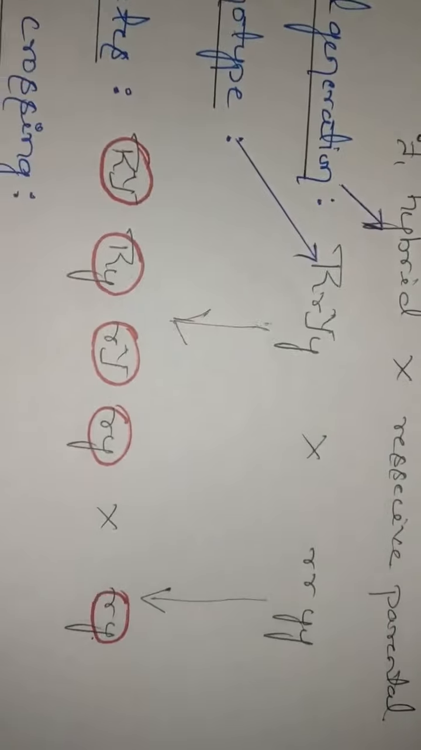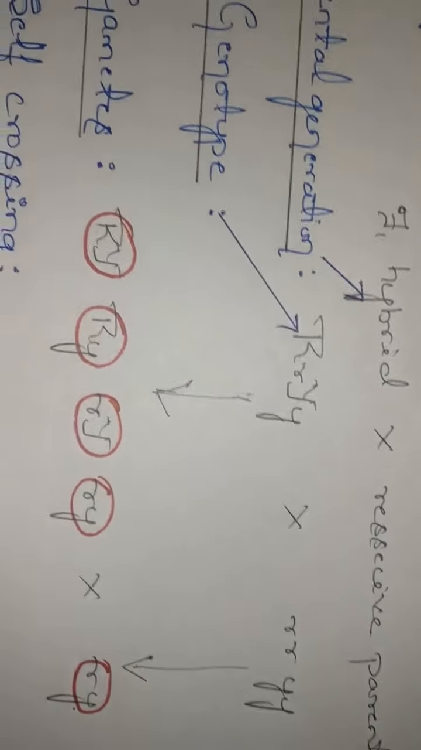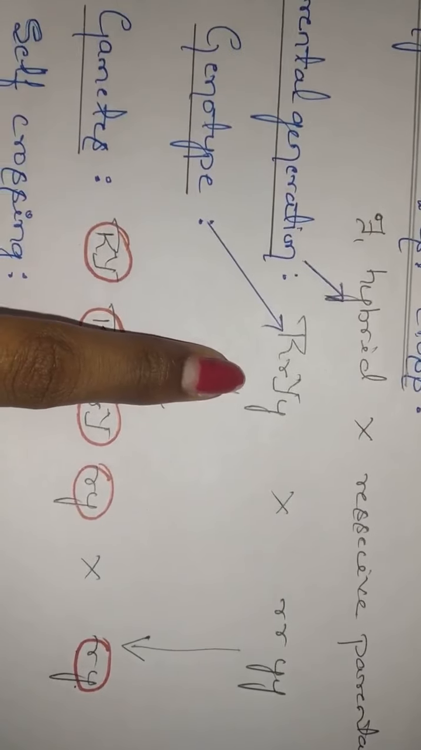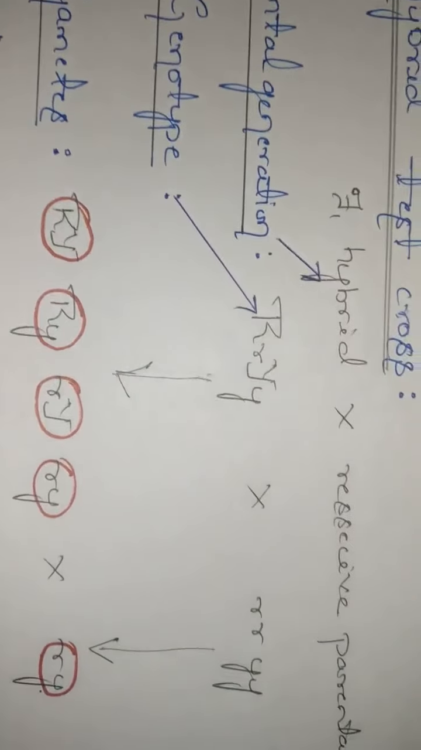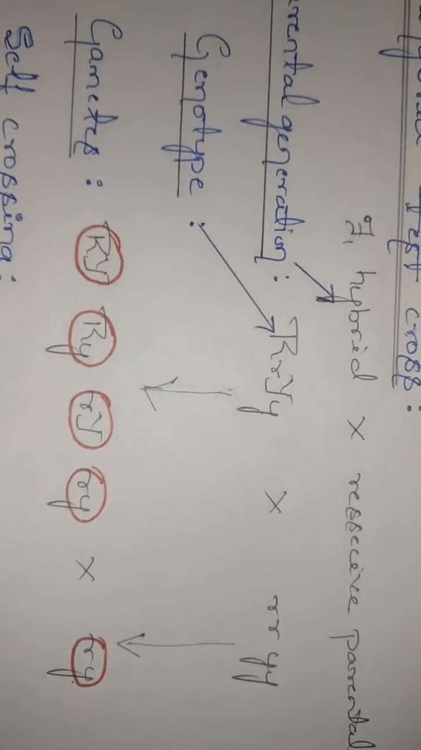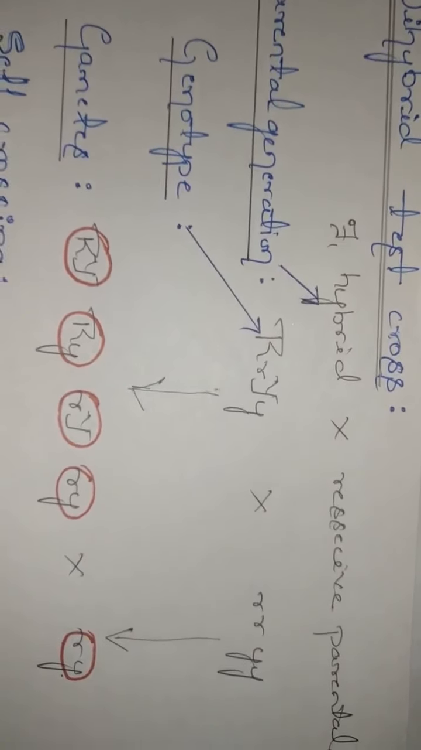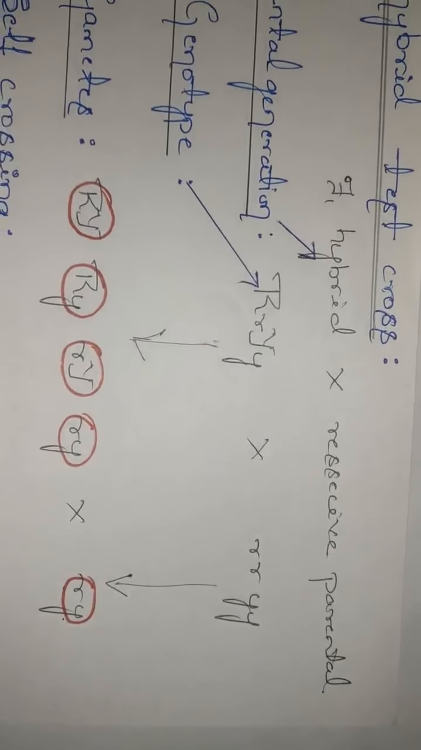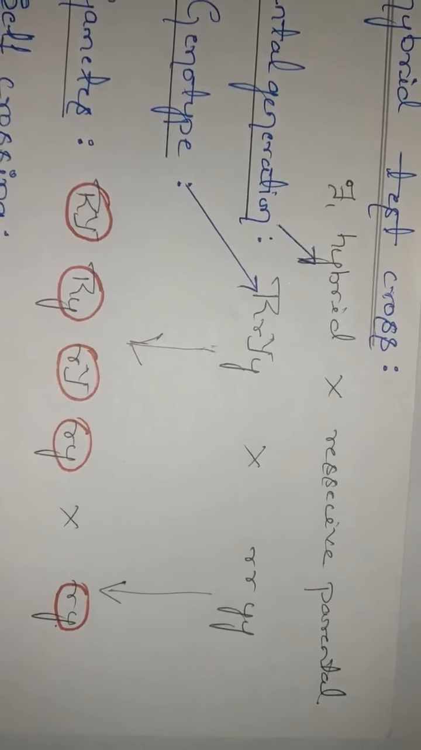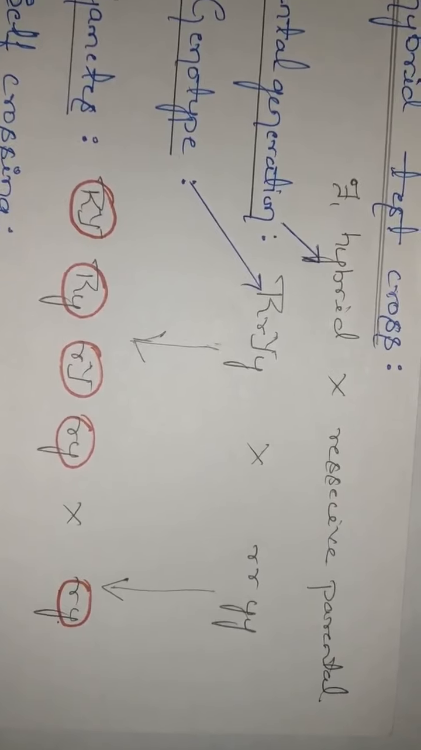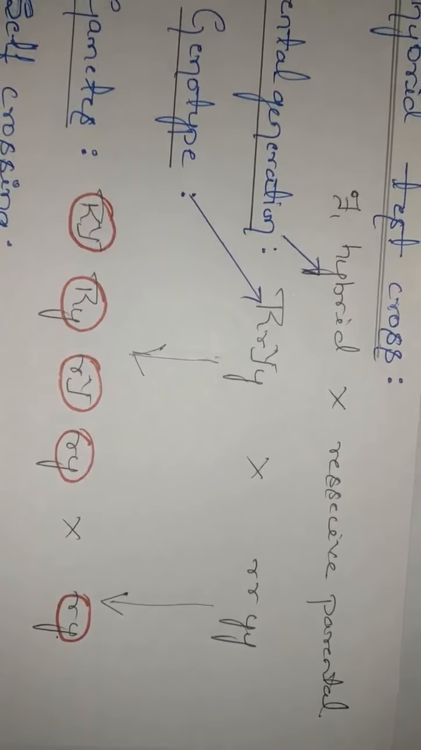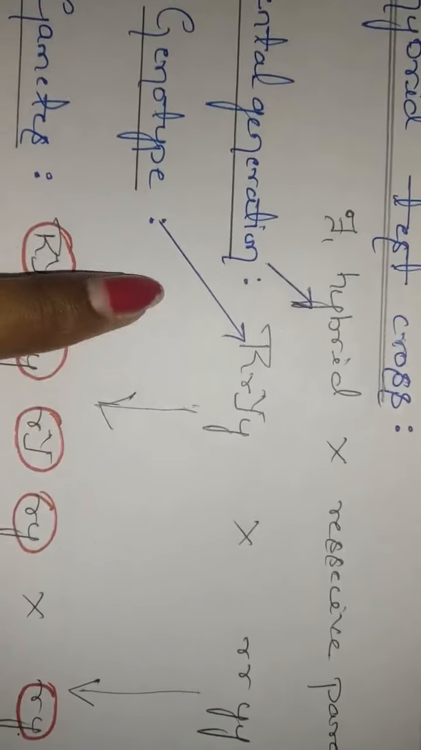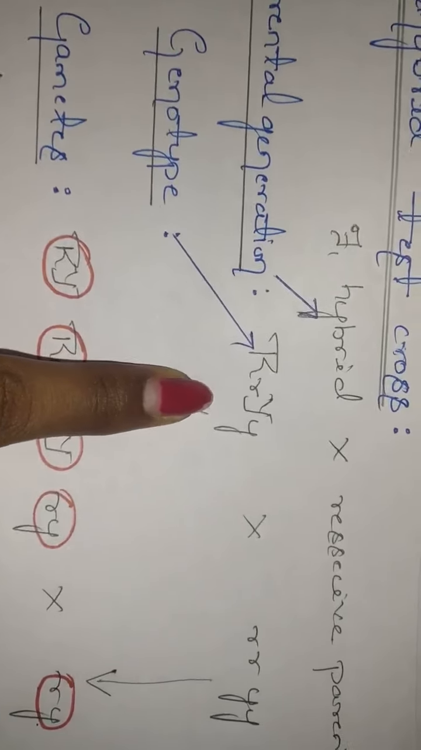So here the F1 hybrid will be RrYy. What we saw in the last video was the dihybrid cross process, in which we got the F1 generation as Rr Yy. The recessive parent of the dihybrid cross was rryy, representing wrinkled green seeds. From these genotypes we are going to take out the gametes.